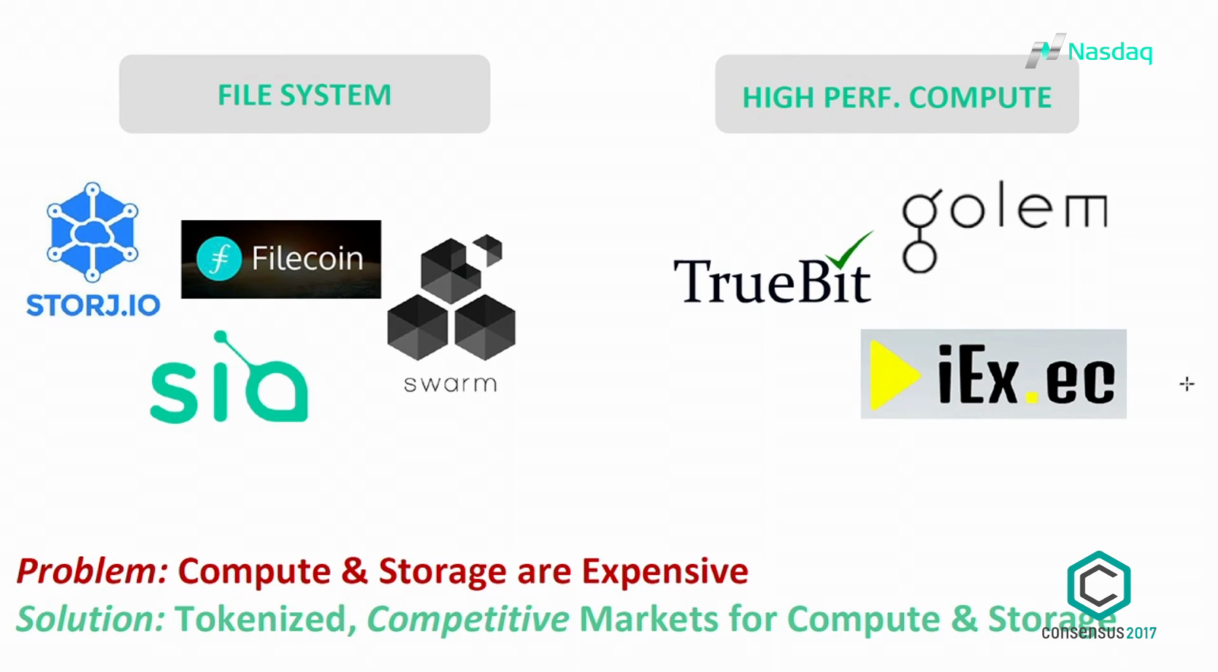Keep going, on this problem of compute and storage being expensive, we're seeing the emergence of tokenized file systems for massive data storage, as well as high-performance compute. There are quite a few in each. I apologize if I missed some, but these are some in the world of file systems: Storj, Filecoin, Swarm, Sia. On high-performance compute, we've got TrueBit, Golem, iExec, and more. This is really exciting, and it promises to pull down the cost of storage and compute even more.